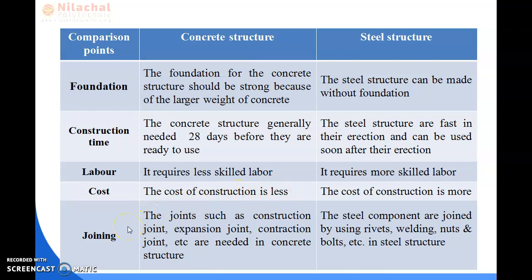Then next is joining. In concrete structure, joints such as construction joint, expansion joint, contraction joint, etc. are needed. But in steel components, we use rivets, welding, knots and bolts, etc., as I said before. So these are the various comparison points between concrete structure and steel structure.